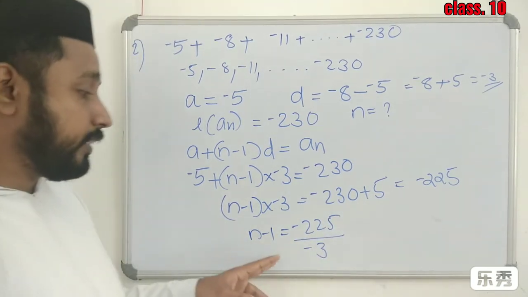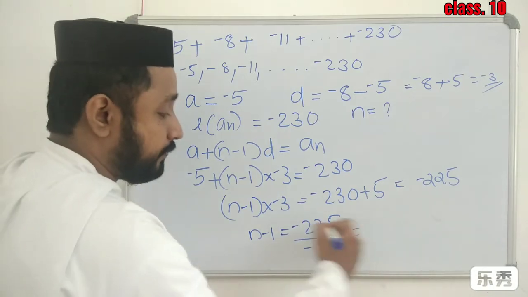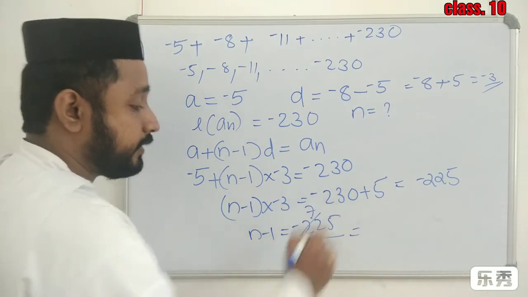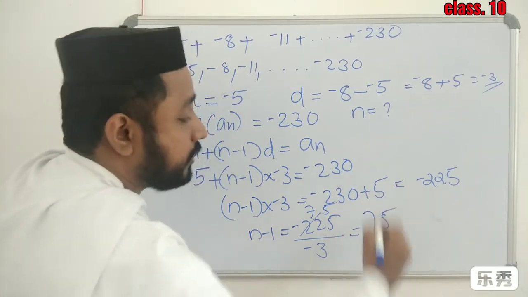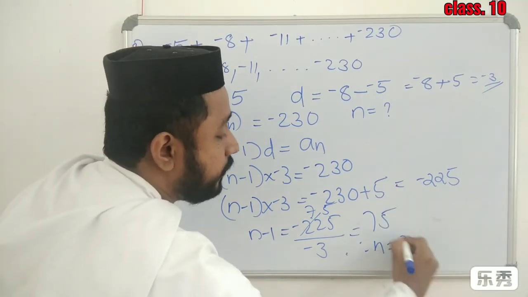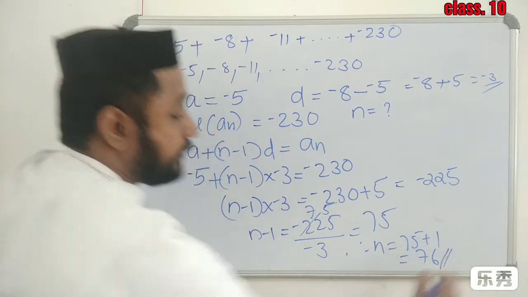So n minus 1 is equal to minus 225 by minus 3, minus by minus is plus, then we cut this, we will get 75. So n minus 1 is equal to 75. Therefore, n is equal to 75 plus 1, which is equal to 76.